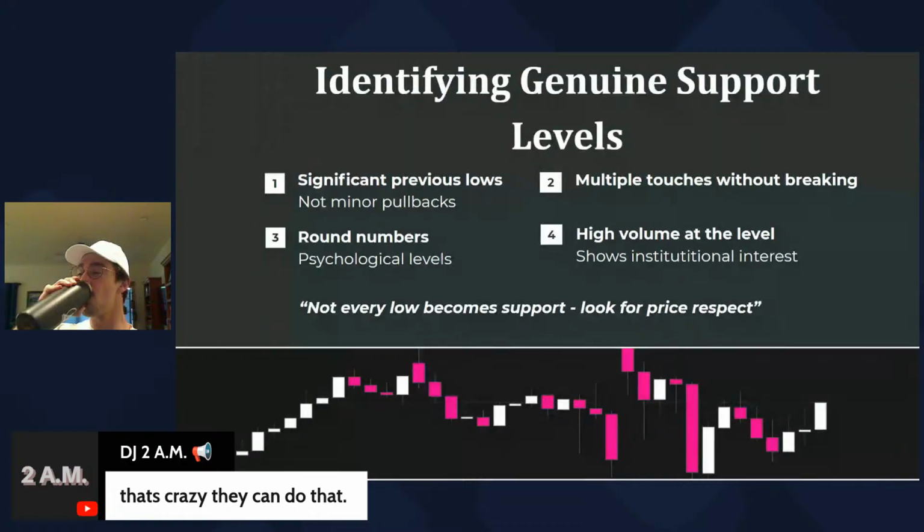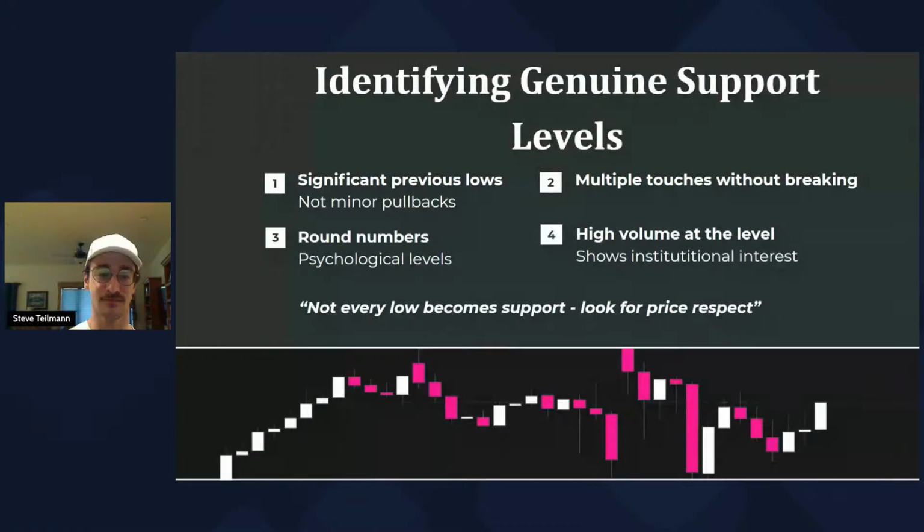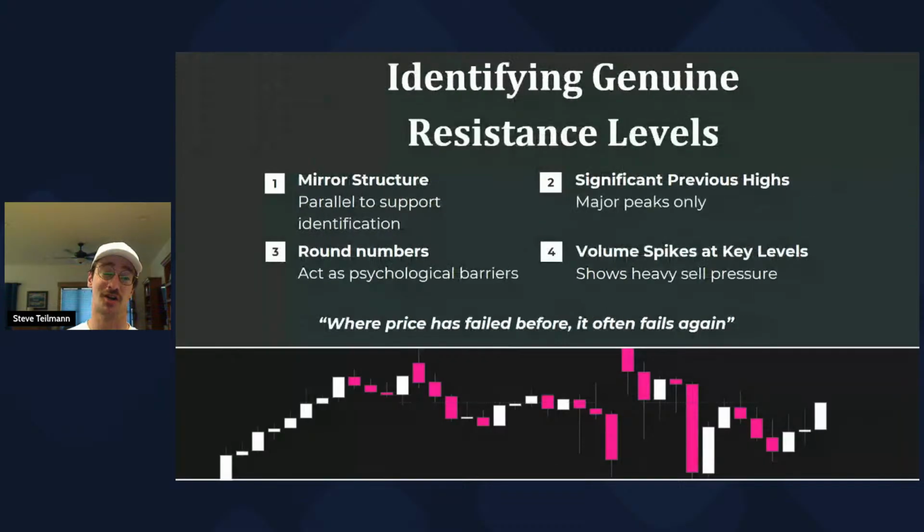All right, moving on here. Let's do the same thing for resistance. It's basically the same thing. It's a mirror structure, right? So just like identifying supports, we can flip that and use the same logic and reasoning to identify resistances. So just really quickly to overview that, significant previous highs, major peaks only, are going to act as very responsive levels. And let's talk about the why there. So why is there going to be selling into or slightly over a previous high?